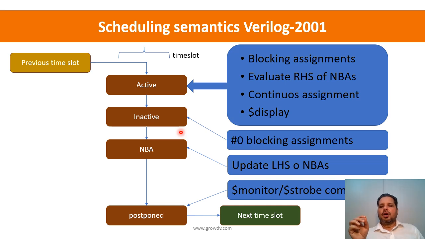In order to understand that, we are studying this, and the key concept to remember is the active region and NBA region: the active region executes blocking assignments, evaluating and assigning, whereas for non-blocking, evaluation of the RHS takes place in active and assignment takes place in NBA.